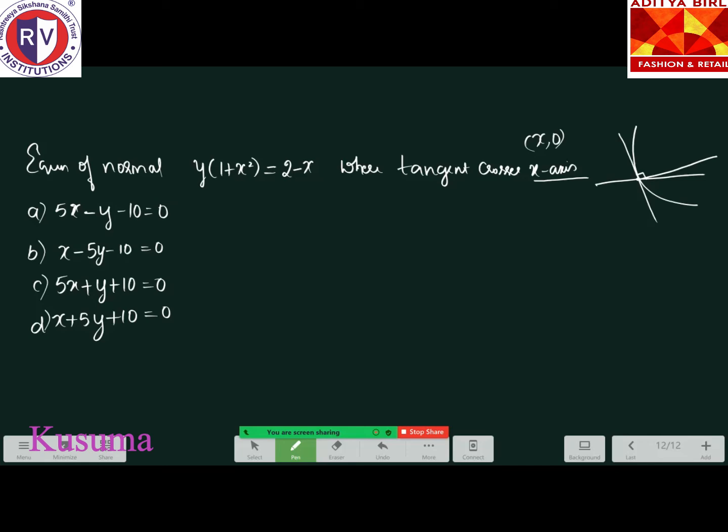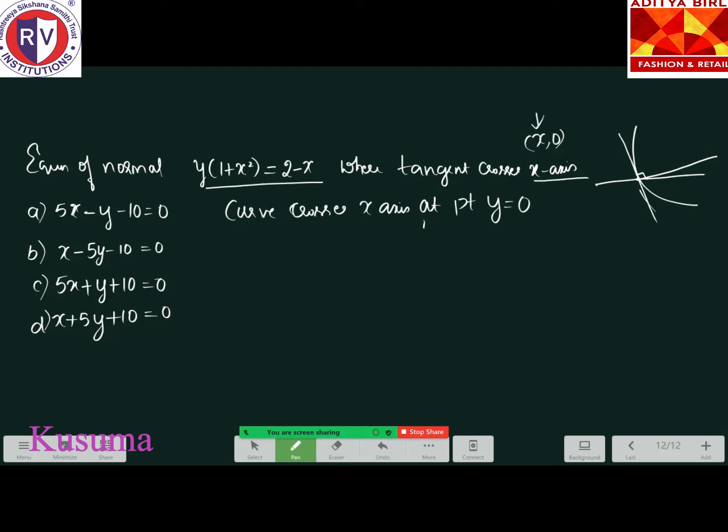Okay. Now, let us make use of the conditions given in order to find out the equation of the normal. This is the equation of the given curve. You'll notice that at a particular point, the curve is also crossing the x-axis. So here the curve crosses the x-axis at the point where y is equal to 0. If we substitute y is equal to 0, we will get the value of x.